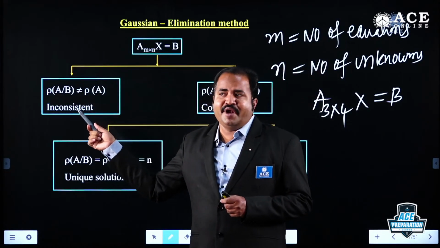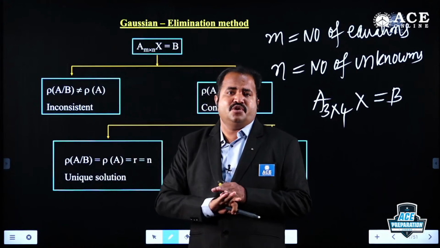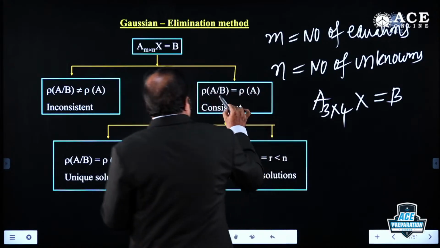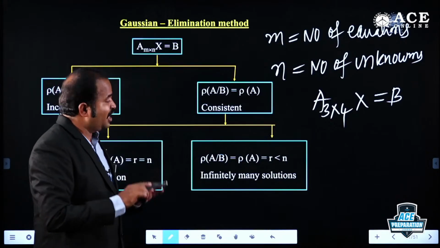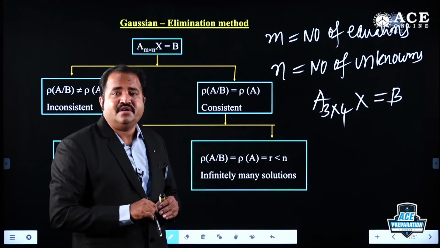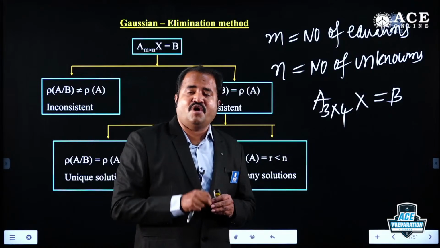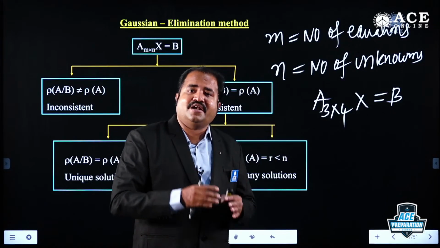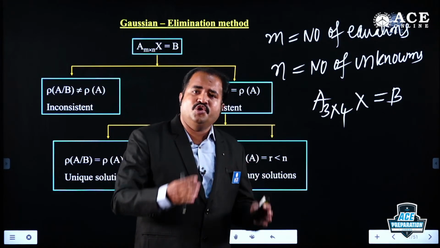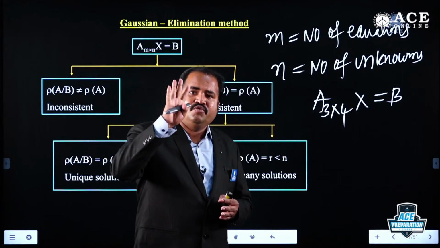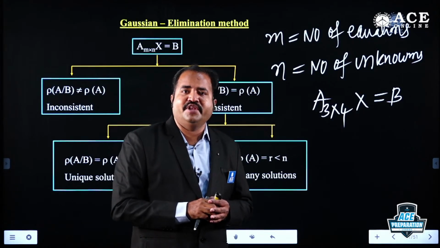If the rank of the augmented matrix is not equal to the rank of A, the system is inconsistent, no solution. If the rank of the augmented matrix equals the rank of A, it is consistent. But what is consistent? Consistent means, as I told in the beginning, at least one solution, either a unique solution or infinitely many solutions, because only 3 possibilities are there for a system of linear equations.